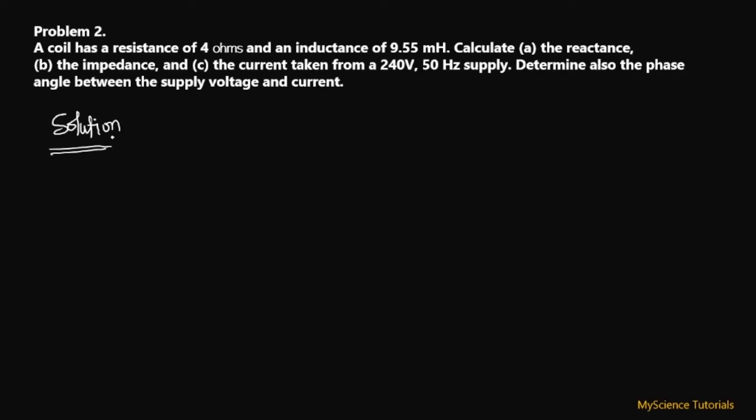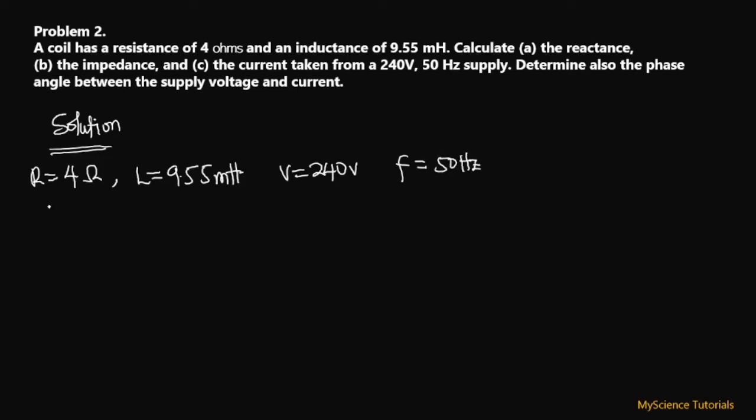So the first thing we want to do is to note the parameters that we have so that we know how we go around this calculation. We've been told a coil has a resistance of 4 ohms, so our R is 4 ohms. It has an inductance L equal to 9.55 millihenry. We are to calculate the impedance, the reactance, and the current taken from 240 volts. So we have our applied voltage to be 240 volts. We also have our frequency to be 50 hertz.